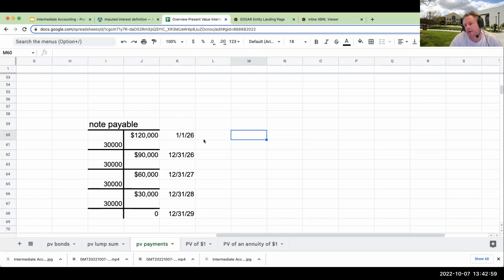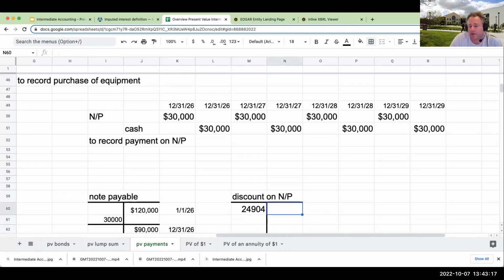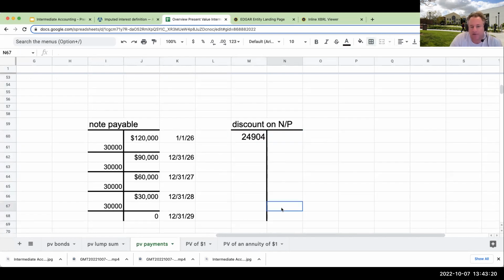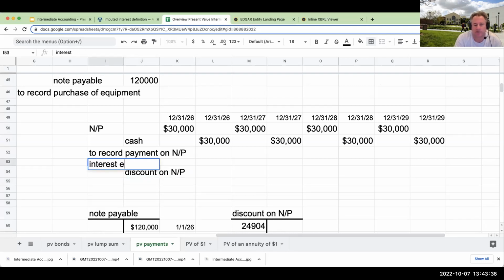So when I come over here and look at my note, this is what's happening every single year. And for my discount on note payable, this is what I have to amortize. The discount on note payable is a contra liability account. So my discount on notes payable is right over here at $24,094. I have to make this go down to 0. Because again, this is just another way of saying that this really represents interest expense. So what I'm going to have to do is credit the discount on notes payable, and I'm going to debit interest expense.